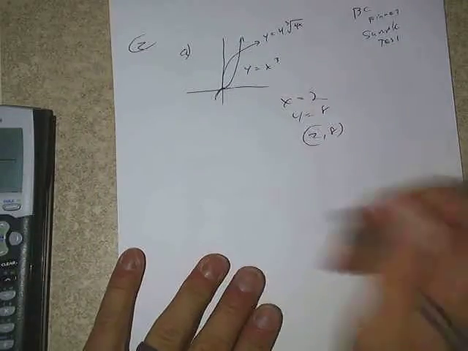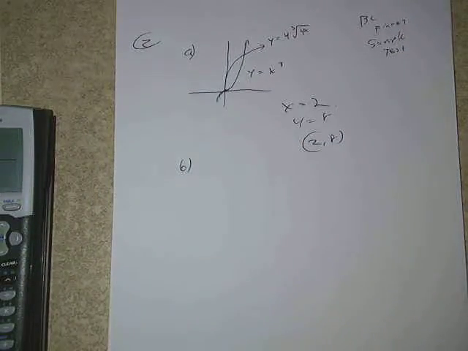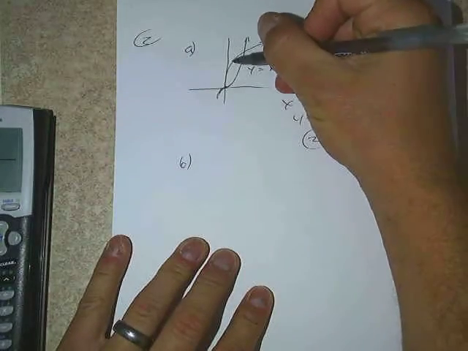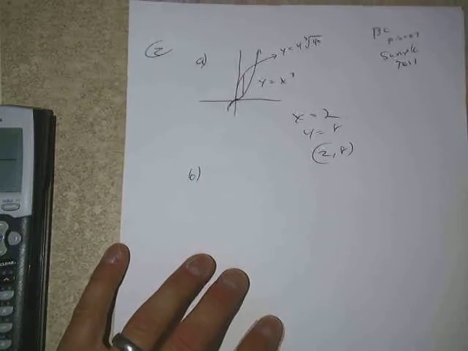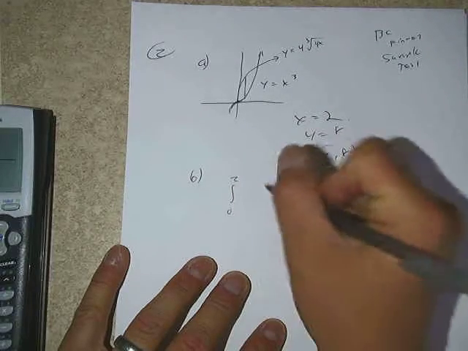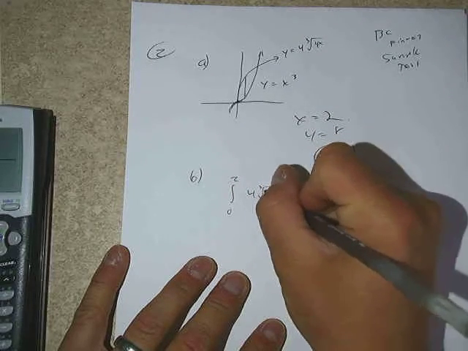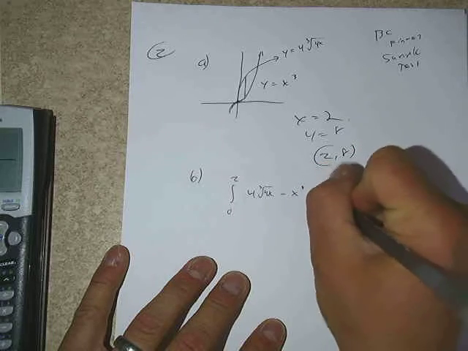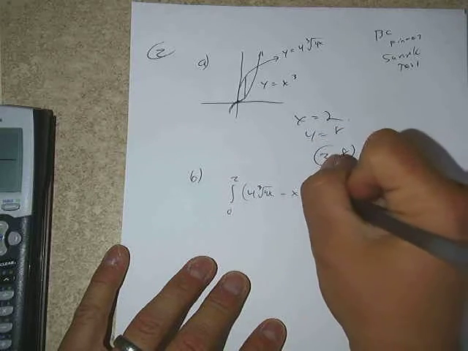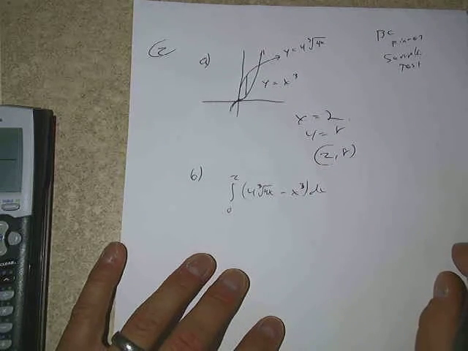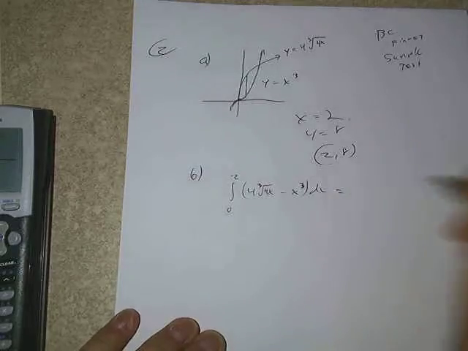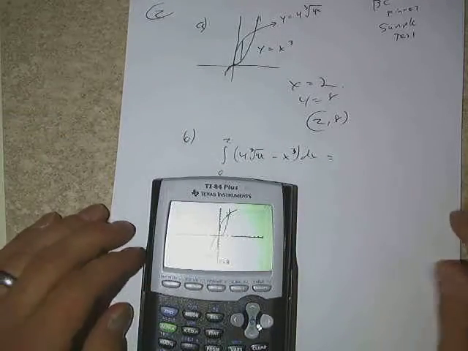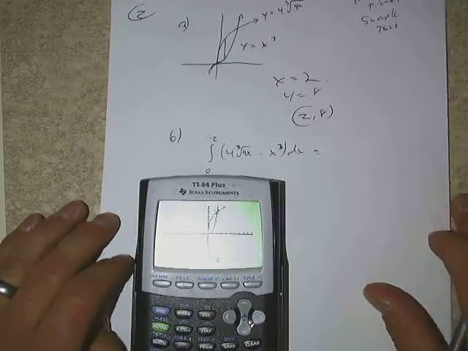Alright, and the next part, part B, they ask us to write an integral expression with respect to x to find the area of that shaded region. So if it's with respect to x, remember we're going to use a vertical slice, so it would be a top minus bottom situation. So we'd go from 0 to 2 of the top function, which is 4 cube root of 4x minus x cubed dx. And with that, again, it is a calculator problem, so we will not spend any time trying to find antiderivatives.